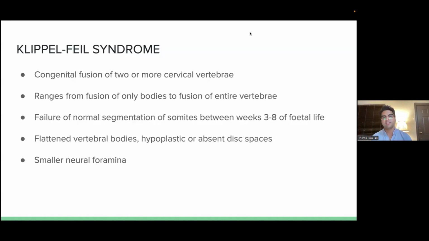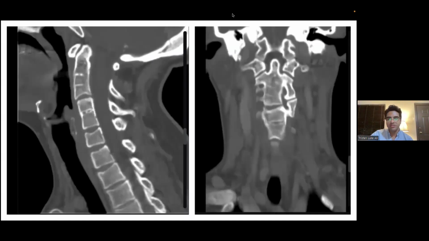Just to tie in lastly with vertebrae, I included Klippel-Feil syndrome, which is a congenital fusion of two or more cervical vertebrae. It ranges from fusion of only bodies to fusion of an entire vertebra, both anterior and posterior. It is a failure of normal segmentation of somites, as we previously discussed in the embryology, between weeks 3 to 8 of fetal life. You can have flattened vertebral bodies, hypoplastic or absent disc spaces, and smaller neural foramina. This is just a representation, sagittal and coronal, to show you the anterior and posterior elements in this type of malformation and syndrome.